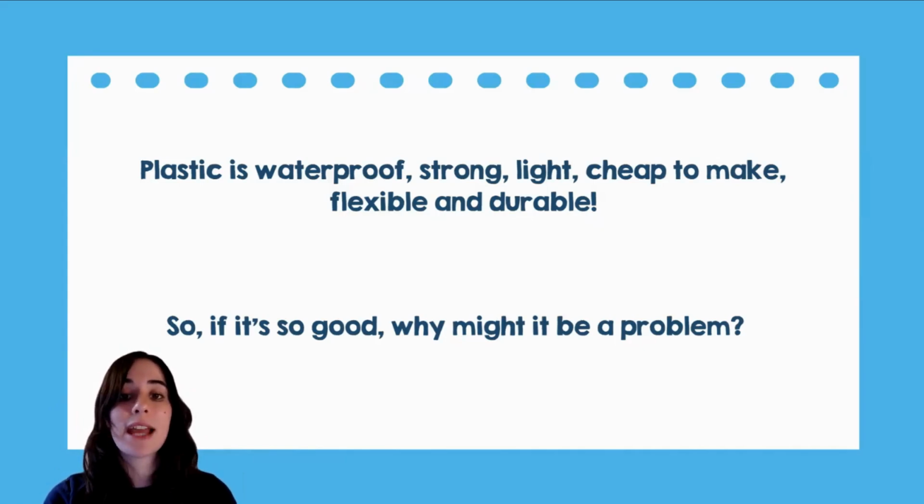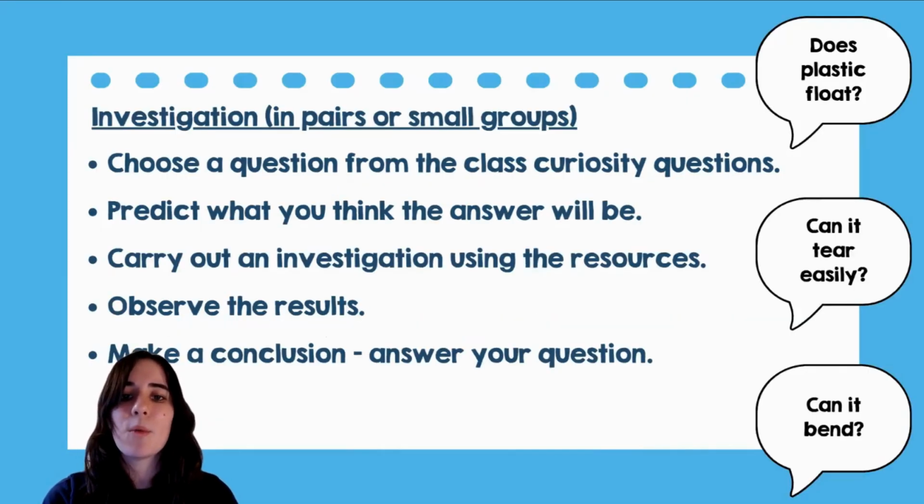Now, before you carry out your test, you need to make a prediction. A prediction is like making a guess about what you think will happen in a situation or an experiment. So, for example, let's say we wanted to test whether plastic is waterproof. First, you need to guess whether you think it is or not. Then you can do your test. In this case, it could be pouring some water on it.